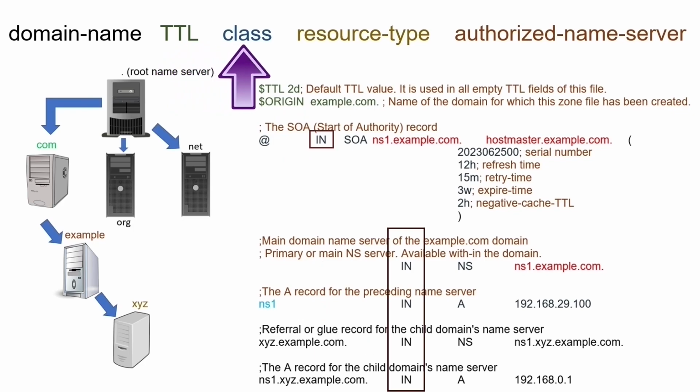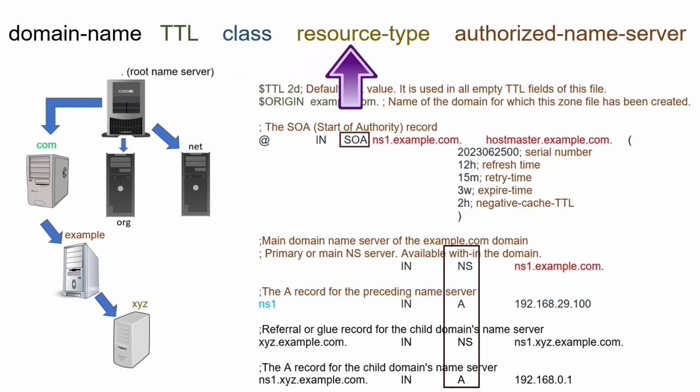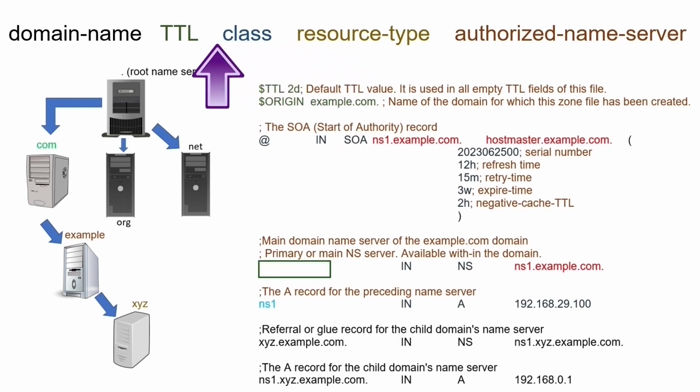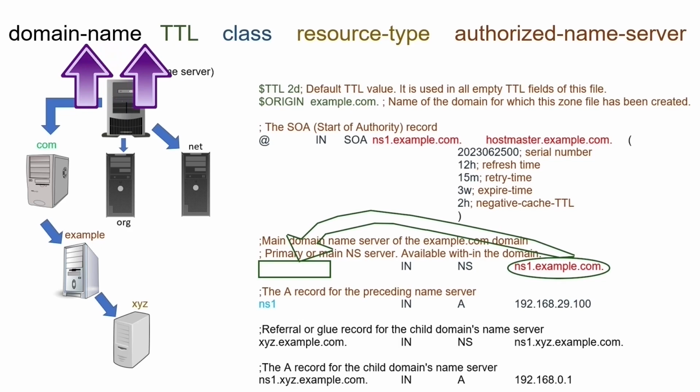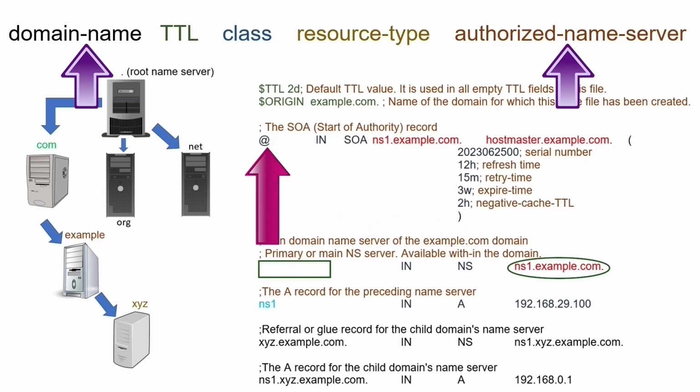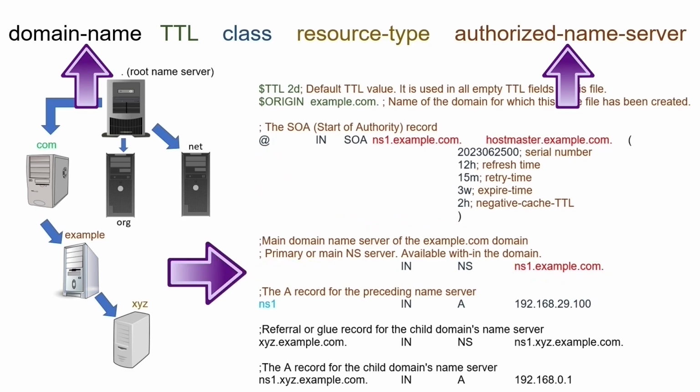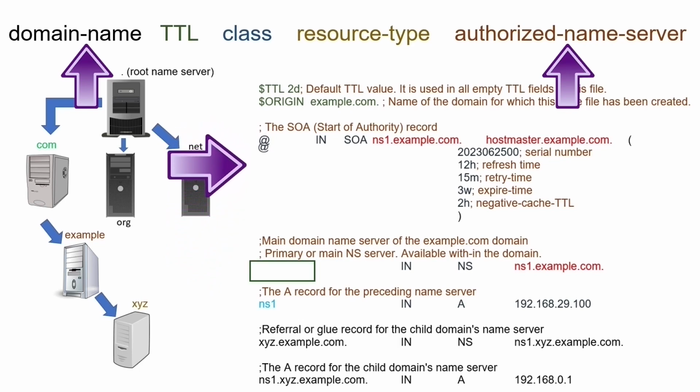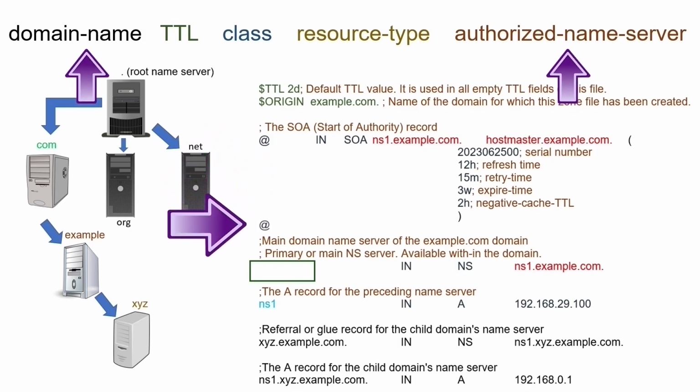This field defines the class type. This field defines the record type. The domain name field defines the domain for which it configures the authorized name server. If we leave this field empty, DNS uses the previous record's name field's value in this field. Usually, NS records are placed just after the start of authority record. Therefore, if we keep this field empty, DNS picks the start of authority record's name field's value as the default value for this field.